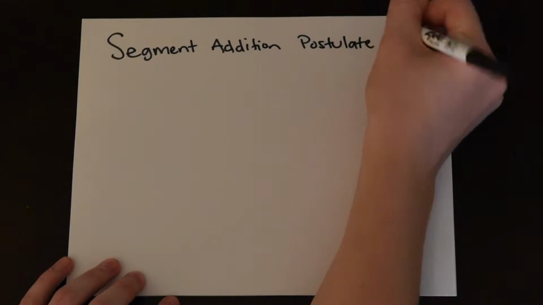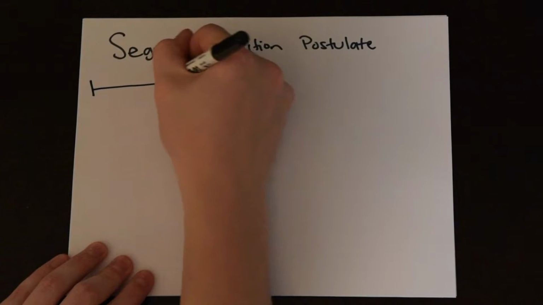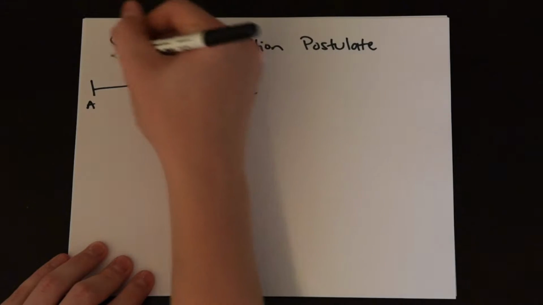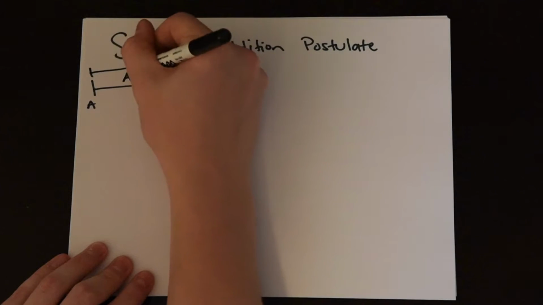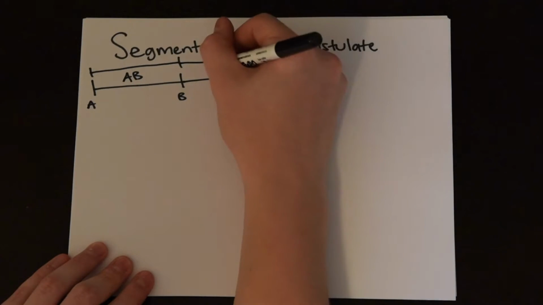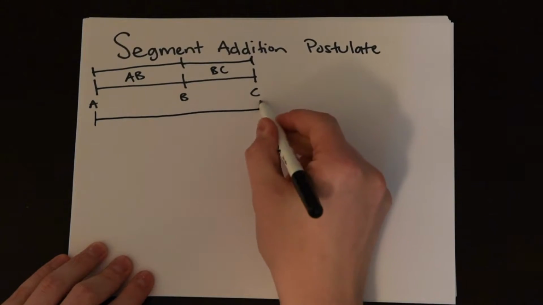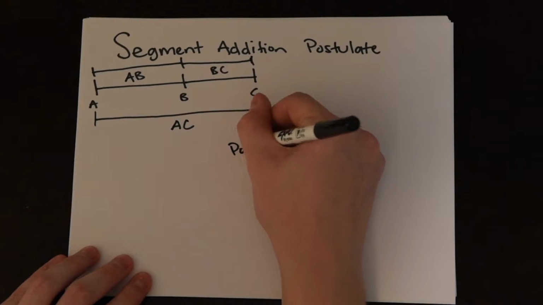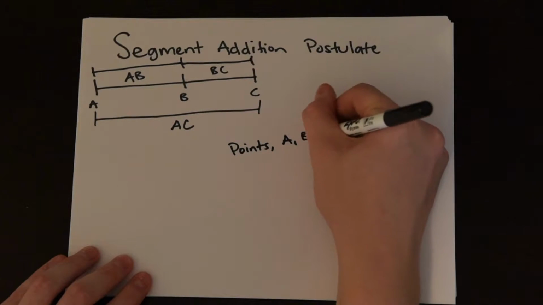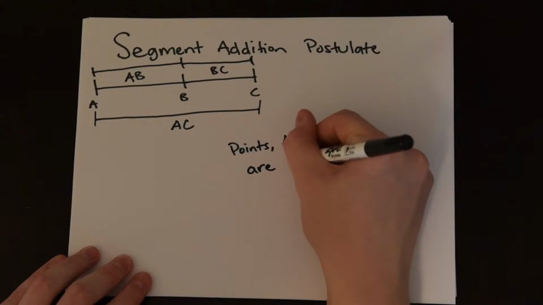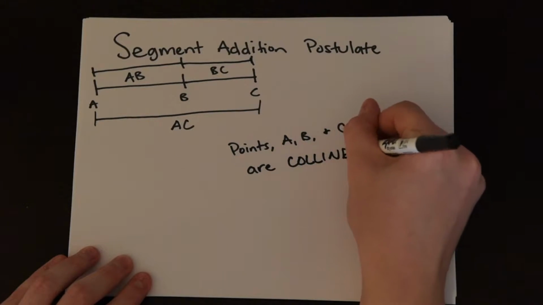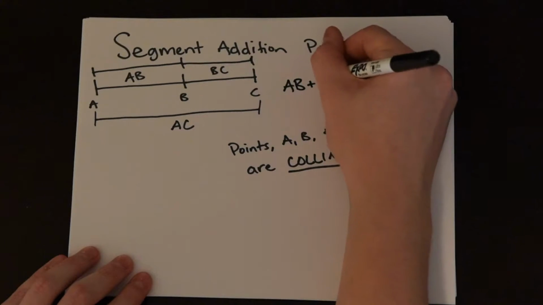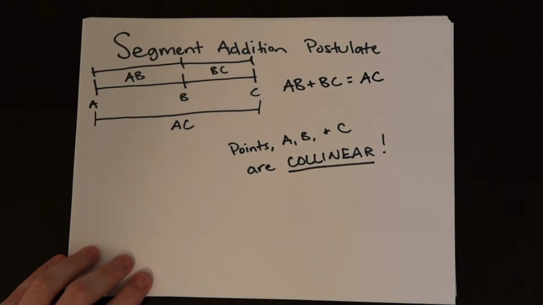My first topic will be on the segment addition postulate. On line AC, points A, B, and C are collinear. Because of this, B lies in between A and C. To find the length of AC, you add AB plus BC to find AC. And remember, those points are collinear.